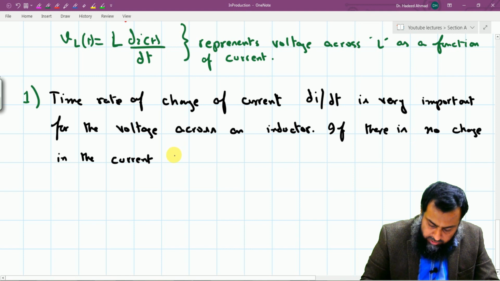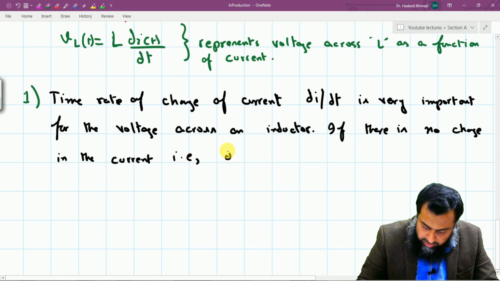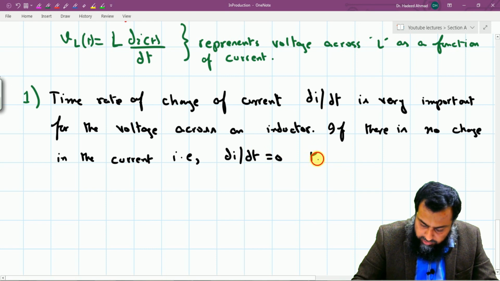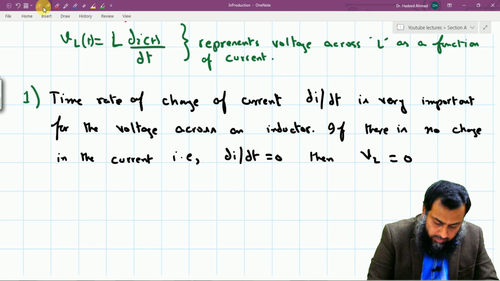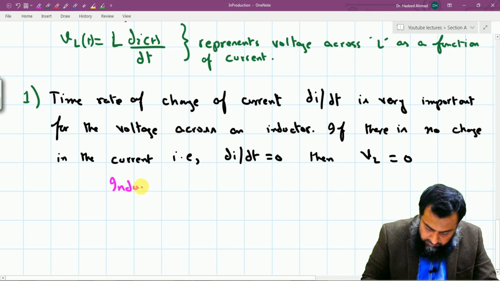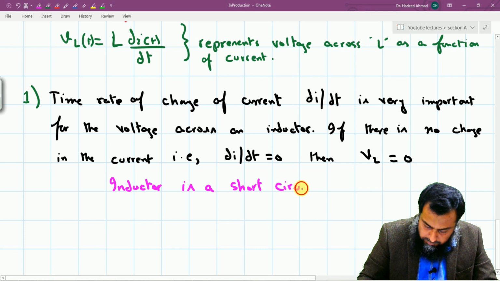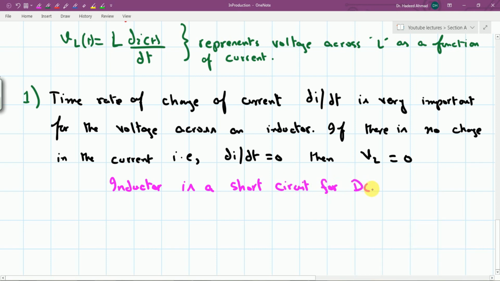So if there is no change in the current, that is di/dt is equal to 0, then V_L is also equal to 0, which means that the inductor is a short circuit for all the DC circuits, right? So an inductor is actually a short circuit for all the DC circuits. This is the very first thing that comes out of this very important equation of the inductor.